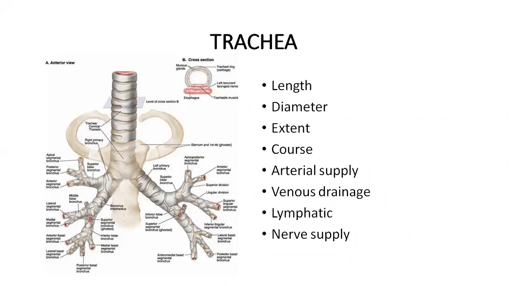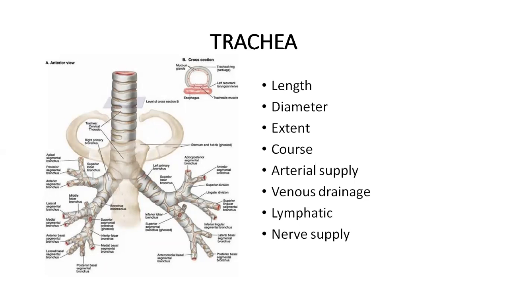And the diameter. So for the diameter we have to see here, it is a hollow structure, so we have to see for the external and also for the internal. Externally, for males it is 2 centimeters, and for females it is 1.5 centimeters. And the internal lumen diameter at the age of 1 year will be 3 millimeters. When it comes to adults, it is going to be 12 mm.